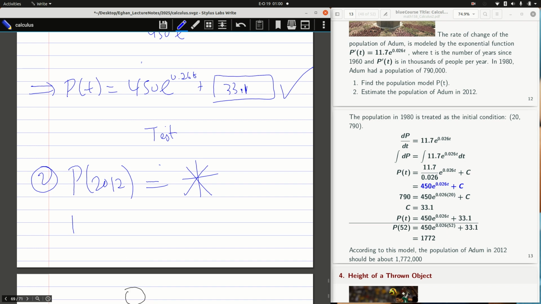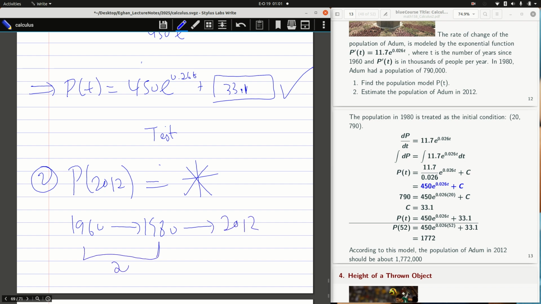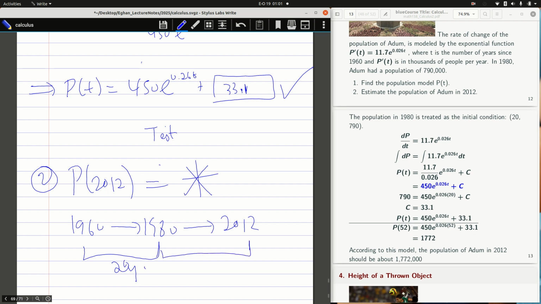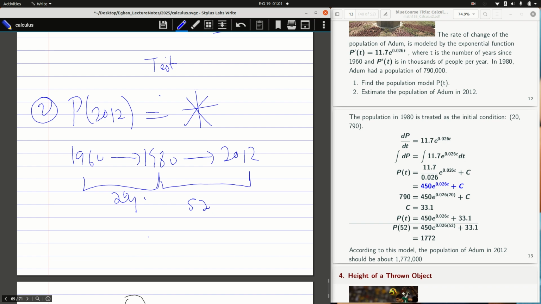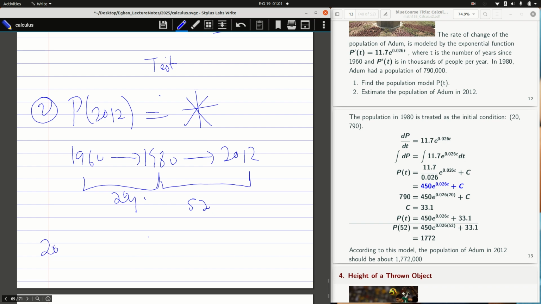1960, we moved to 1980, and now we are in 2012. Between here and here, it was 20 years. Now between 1980 to 2012, how many years have we covered? It's 52 years. And so it means that to find a population in 2012, it is simply a population at 52 years. And that should give you what?